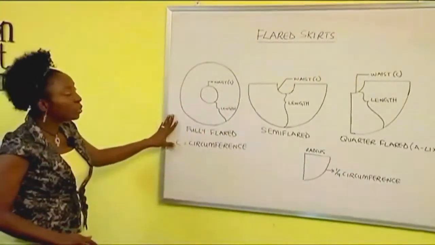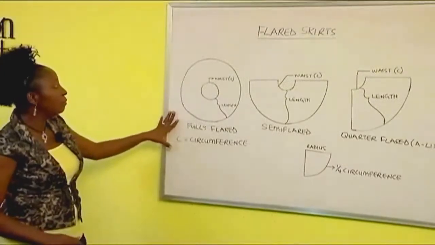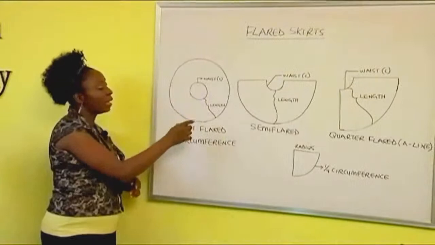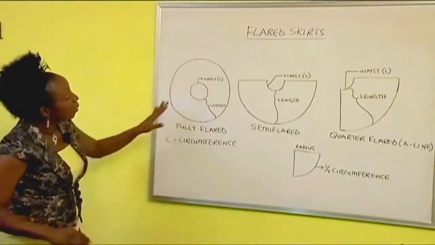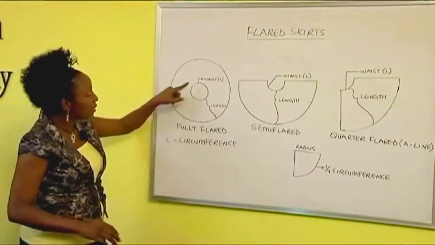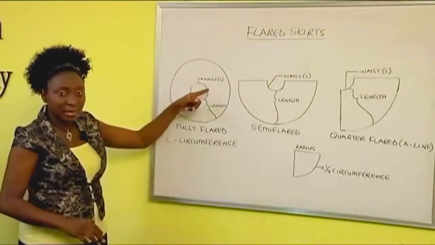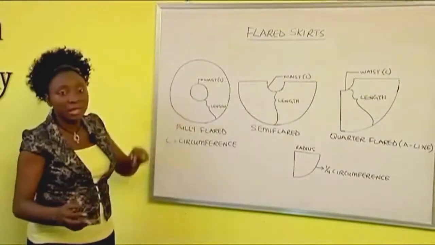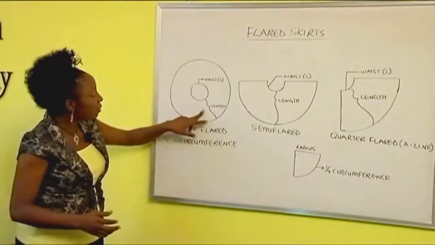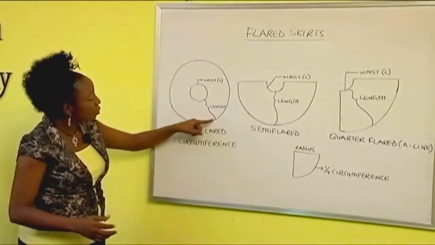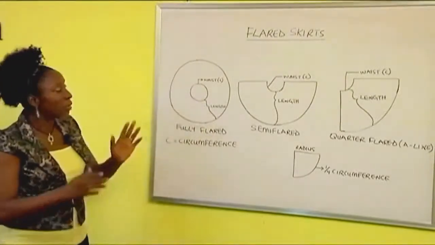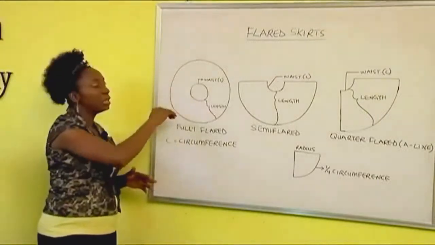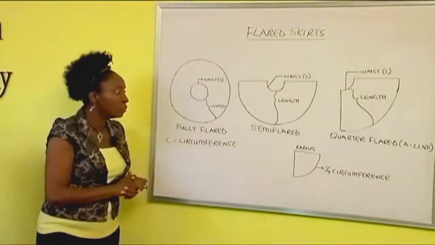Now take a look at the fully flared skirt. As you can see, it's made up of two circles. That means you can see an inner circle and an outer circle. The inner circle represents the waist, which mathematically is called the circumference. That's what the C is for. Then the length is in between the two circles. So the fully flared skirt is made up of a full circle with an internal circle.